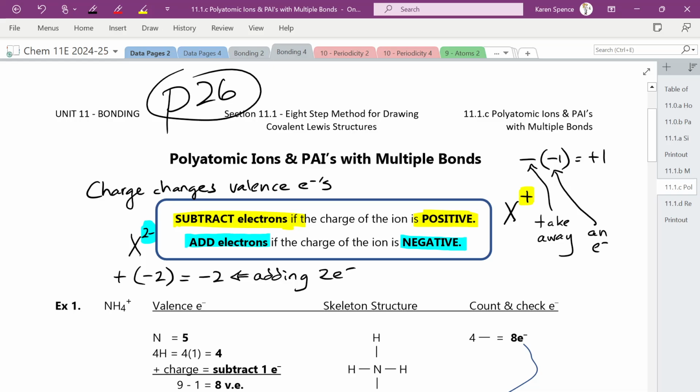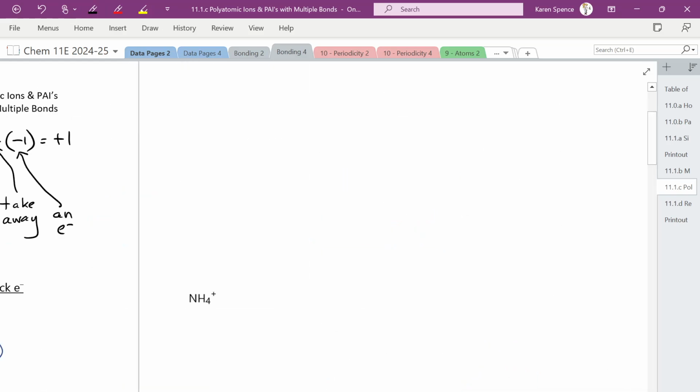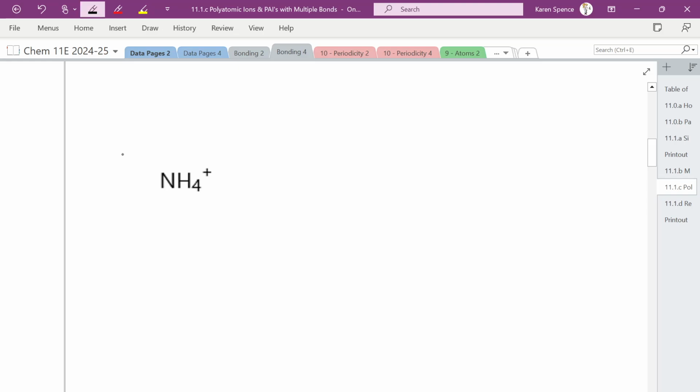Okay, so I'm going to do NH4 over on the side. Here's NH4. So step number 1, count the valence electrons. So we have nitrogen, which has 5 valence electrons. We have 4 hydrogens, each of which has 1 valence electron. And now we need to take care of this charge. What do we do for that charge? It's positive. We subtract 1 electron.